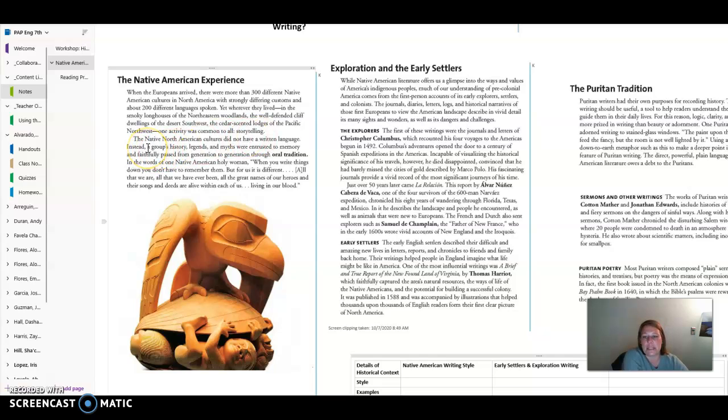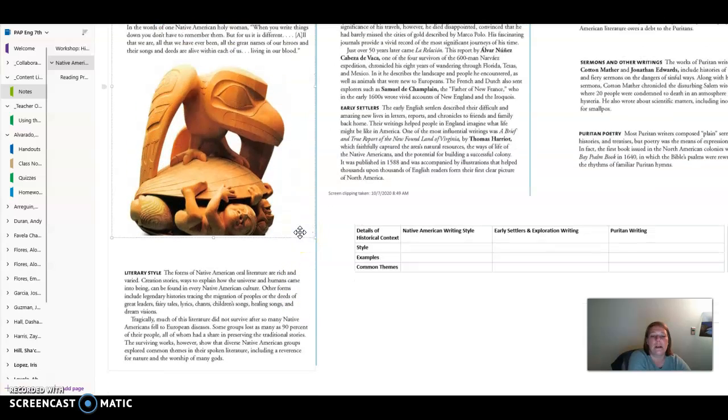Instead, a group's history, legends, and myths were entrusted to memory and faithfully passed from generation to generation through oral tradition. In the words of one Native American holy woman, "When you write things down, you don't have to remember them. But for us, it is different. All that we are, all that we have ever been, all the great names of our heroes, their songs and deeds are alive within each of us, living in our blood."